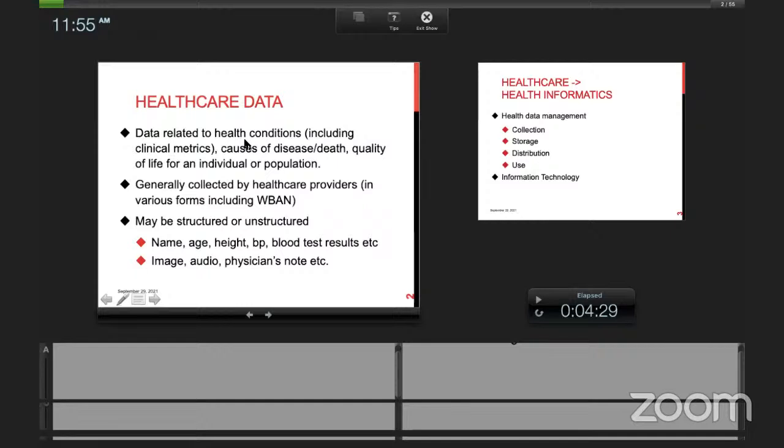Now, when we look into this data, we find that it may come in various shapes and forms. According to our terminologies, the data may be structured, or the data may also be unstructured. So we may have data which includes name, age, height, weight, blood pressure, blood test results, etc., as well as test results like ECG, MRI, sonography, and so on.